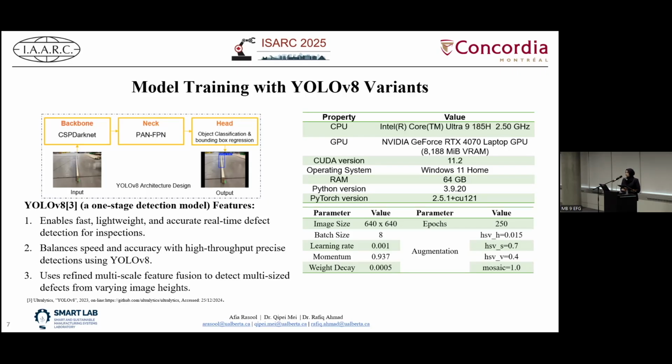So the idea of using YOLO V8 here was that it is very lightweight and fast and can be used for real-time predictions, and also because it supports multi-scale feature extraction. Again, on the right side are some of the properties and their values that we used during the time of the training. For example, the machine specifications, the software versions, and also the training parameters.